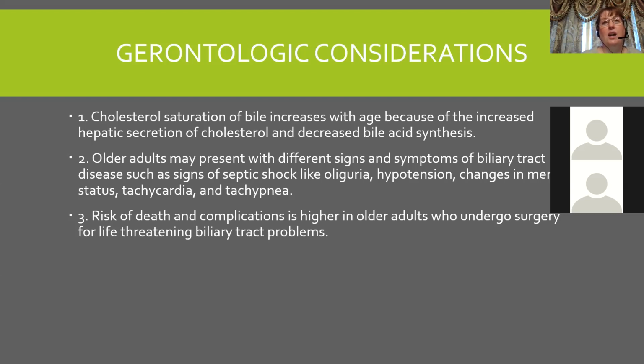Instead of having right upper quadrant pain and all of that kind of stuff like they would normally present with, they are going to look super sick. They're going to look like they're in septic shock. They're going to have things like oliguria, hypotension, changes in mental status, tachycardia, tachypnea. I would star that in your notes. That's super important. You're not going to generally be able to pick this out really easily in an older adult. For them, the risk of death and complications is higher because they have a lot of life-threatening biliary tract issues.